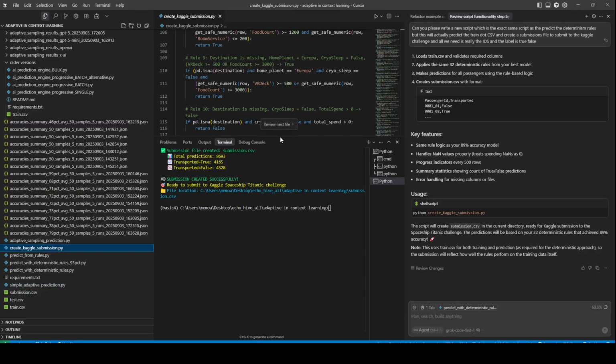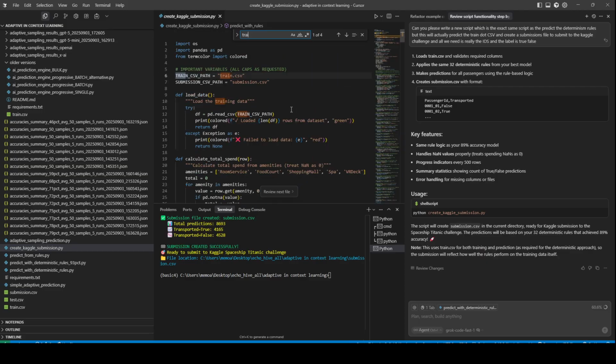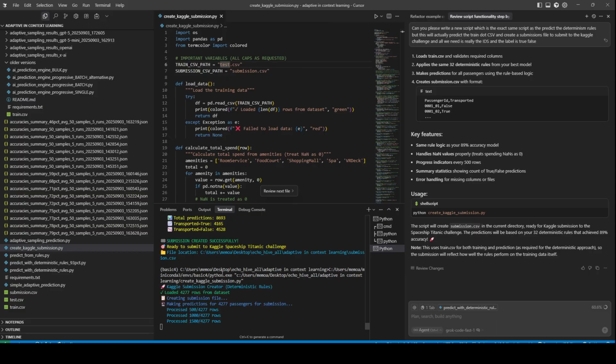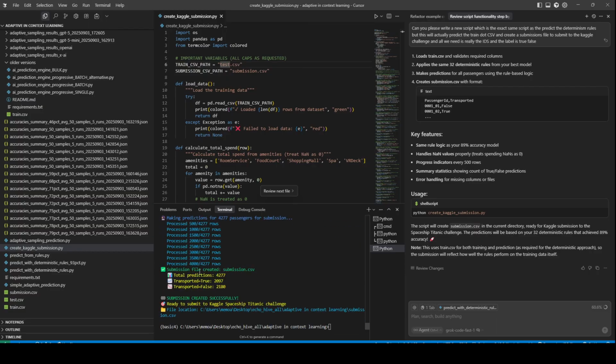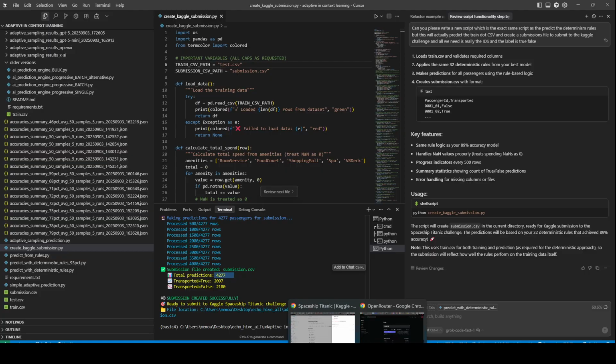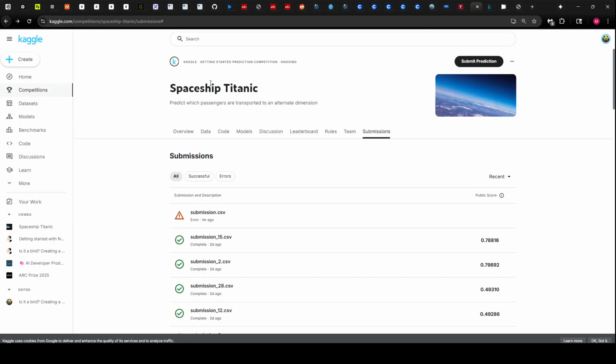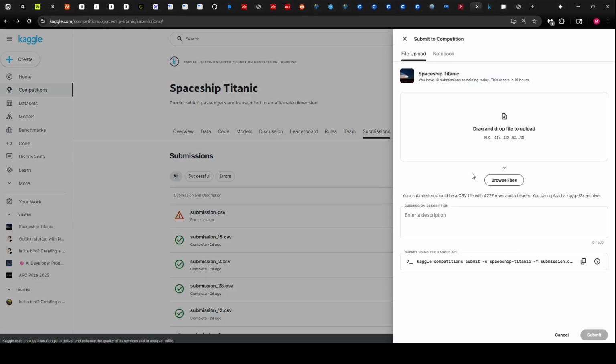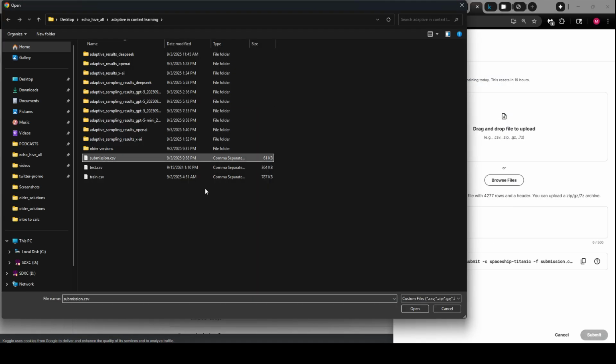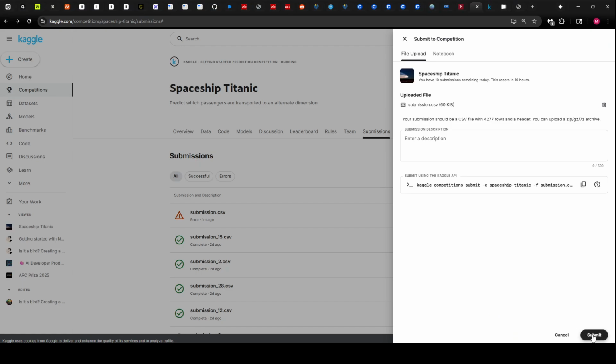We just need to change. Let's search for train. It's not train. It has to be test.csv. Let's run it again. Should be quick. Here we go. 4,277. This is what the error was about. Cancel that. So submit the prediction again. Submit.